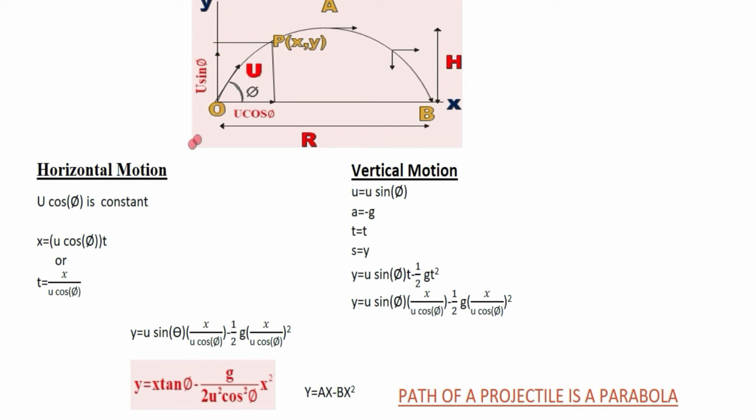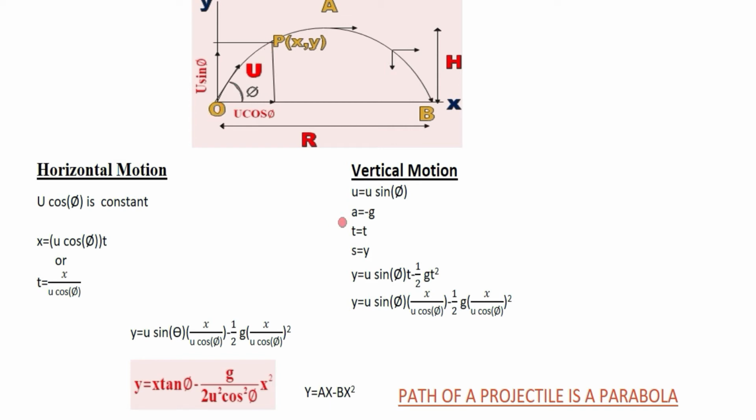Now let us see along the horizontal direction. Along the horizontal direction, the initial component of velocity, that is the horizontal component of velocity, is u cos phi. Since there is no force acting along the horizontal direction, the horizontal component of velocity will remain constant. Now the only formula that we can use is distance is equal to speed into time. That is x, which is nothing but the horizontal position of the particle after a time t, can be written as u cos phi into t, or t can be written as x by u cos phi, where t is the time taken by the projectile to reach the point P from O.